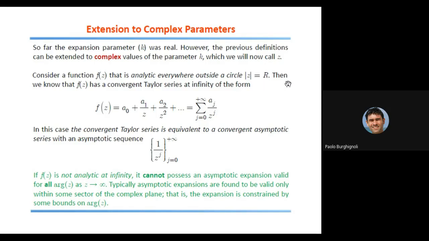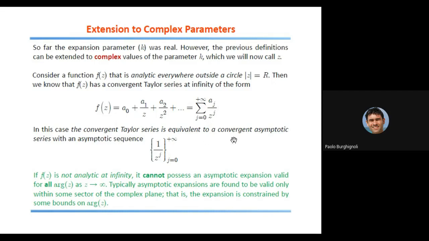Well, it may happen that your function is analytic everywhere in a neighborhood of infinity, and in this case, we know that it is equal to the sum of its Taylor series in inverse powers of z. So you can represent your function exactly by a convergent power series expansion like this. And in this case, this convergent power series expansion is also an asymptotic expansion. So in the lucky case in which your function is analytic at infinity, then you immediately have from its Taylor series its asymptotic representation in terms of the asymptotic sequence 1 over z to the j.